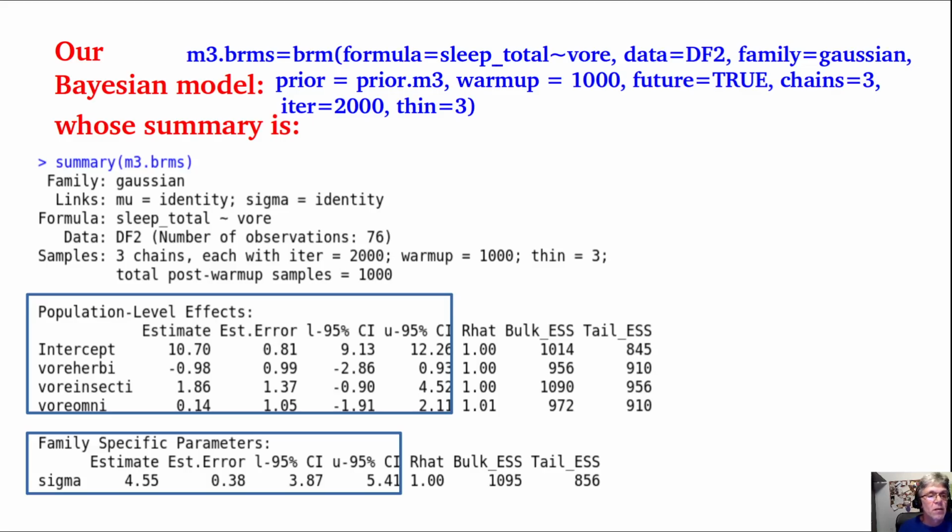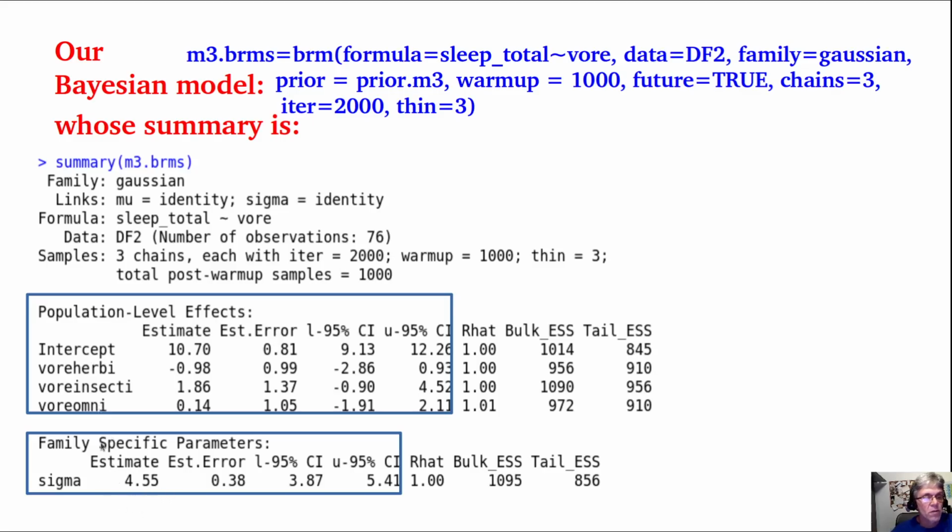We have the part of the summary related to the parameter estimates. These are the marginal posterior distributions of each of these parameters, showing their means, their standard deviations, which here correspond to standard errors, and the 95% credible intervals. Notice that the 95% credible intervals very clearly include as a likely value the value of zero difference between the mean sleeping time of animals of each of these diets and the reference group, the carnivores.